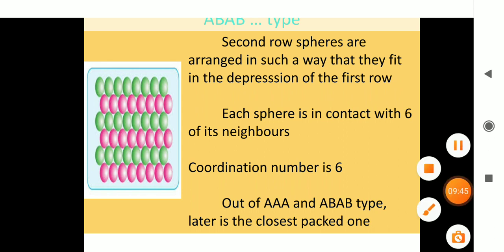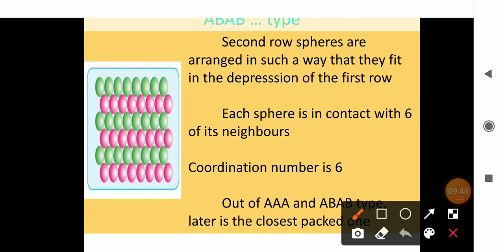Look here, if I take any atom, if I take this atom, here it is surrounded by how many atoms? 1, 2, 3, 4, 5, 6. So here each atom is surrounded by 6 other atoms, and here the coordination number is 6. And this is more close than the previous one.